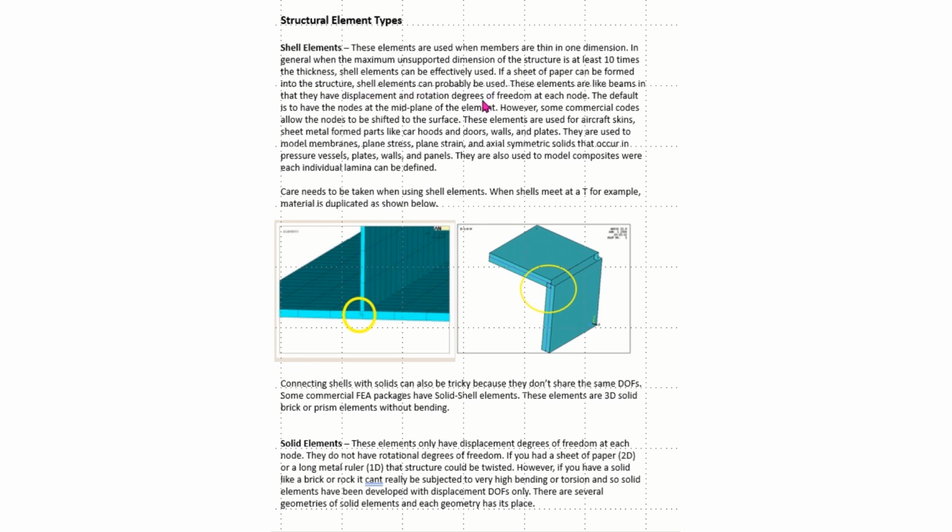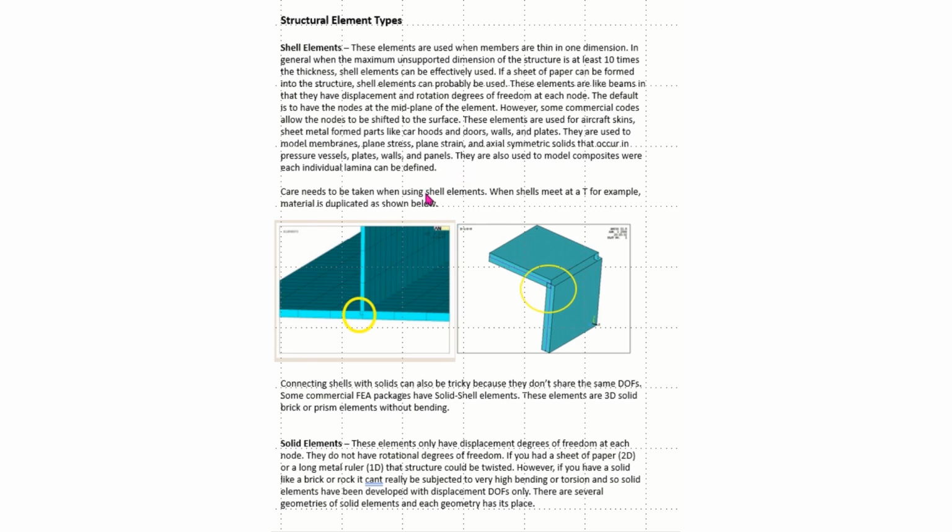These elements are like beams in that they have displacement and rotation degrees of freedom at each node. The default is to have the nodes at the midplane of the element. However, some commercial codes will allow the nodes to be shifted to the surface. These elements are used for aircraft skins, sheet metal formed parts like car hoods and doors, walls, and plates. And they are used to model membranes, plane stress, plane strain, and axisymmetric solids that occur in pressure vessels, plates, walls, and panels. They are also used to model composites, where each individual lamina can be defined.